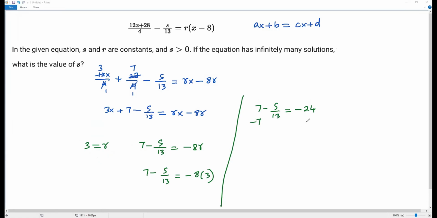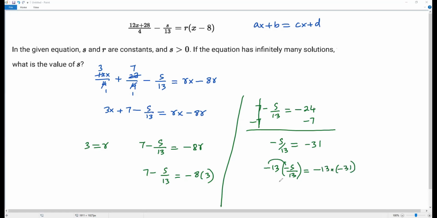Now let me subtract 7 from both sides of the equation. This +7 and -7 will cancel out. -s over 13 = -31. Now let's multiply both sides of the equation by -13. Okay, -13 times -s over 13 = -13 times -31.